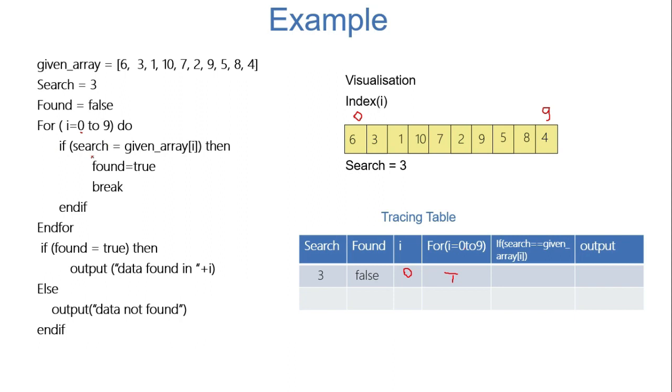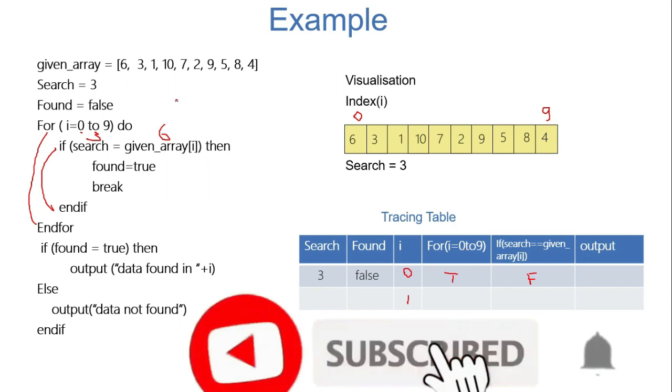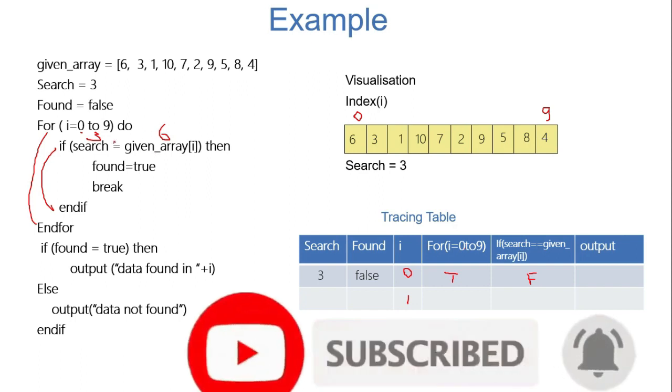Now we need to check: search, which is 3, equal to given array index 0, which in this case is 6. So 3 equals 6? The answer is false. Since it is false, we will not enter the if condition. We will skip it and go back to the looping. Now we get the next i. The next i is 1. 1 is between 0 and 9. It is true, so we will enter the looping.